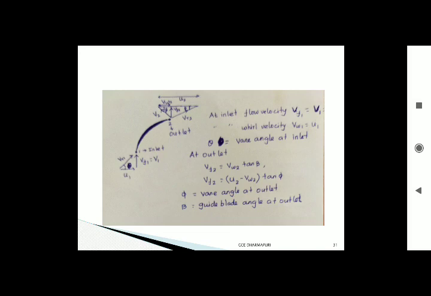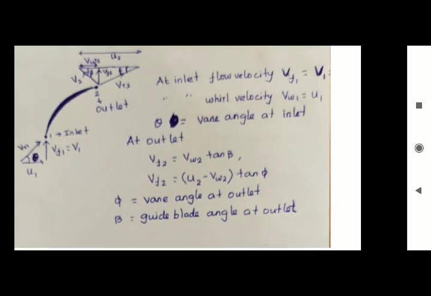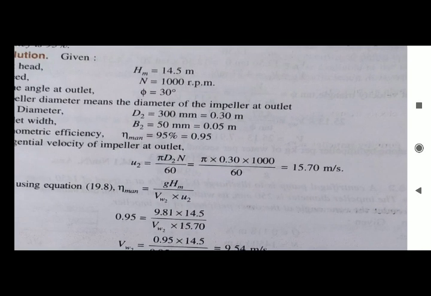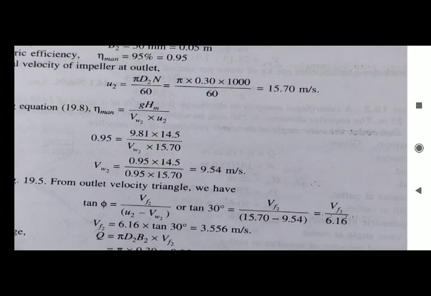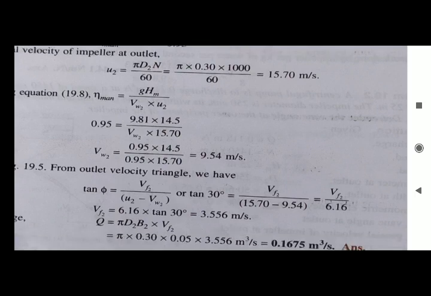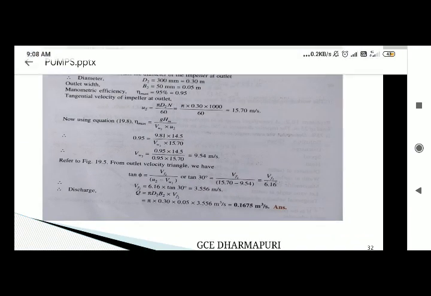In the previous slide itself, we see flow velocity at 2 is equal to U2 minus VW2 into tan phi. If I know U2 and VW2, we can get VF2. This concept is used here. Very simple. By using that, we calculate VW2. Then by using VW2 and U2, we get VF2. If I know VF2, and multiply that with the peripheral area, which is pi d2 b2 times VF2, I will get discharge. Again, we will clearly see the problem.